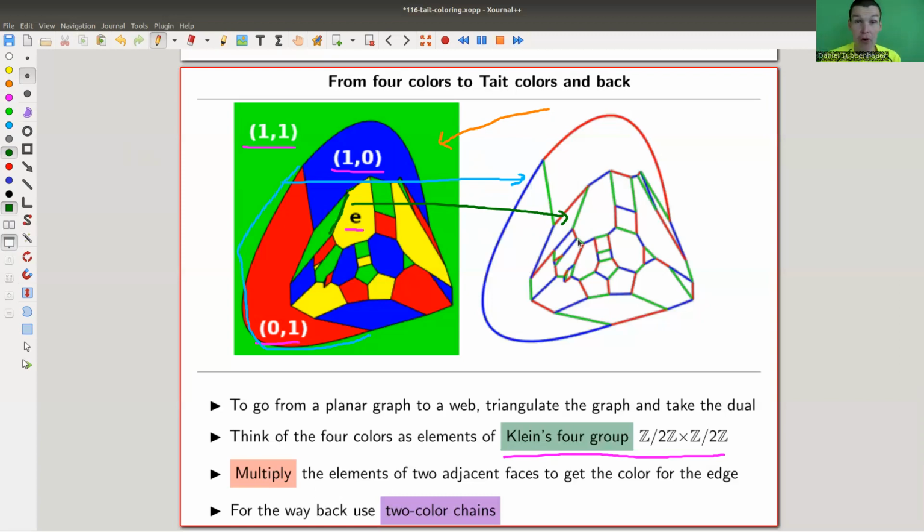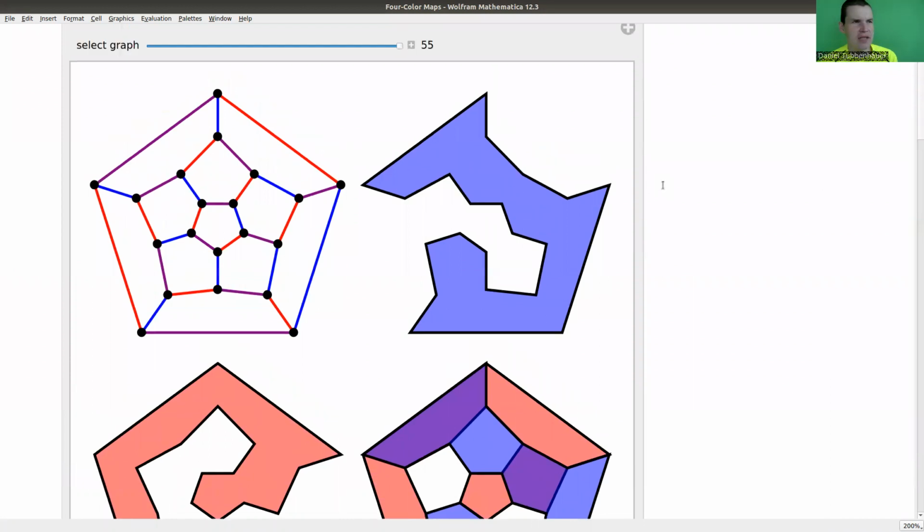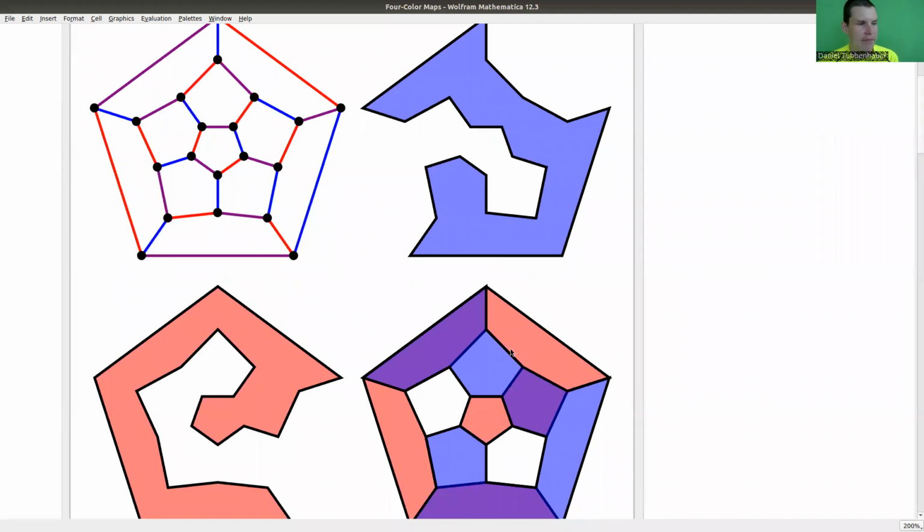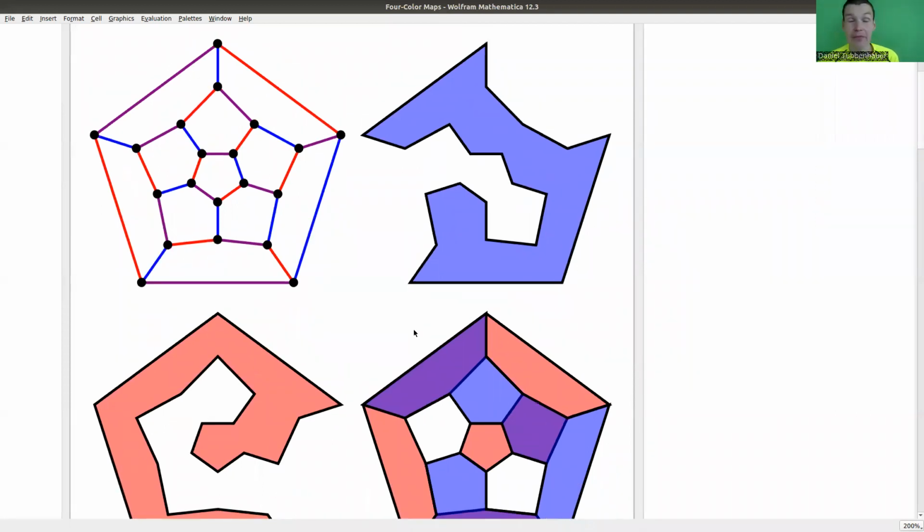And now I show you the converse with the Mathematica illustration. So here's the illustration, and you can select graphs, but we can just stay with this one. And here I have a three coloring, so the usual trivalent colors on the edges, and I would like to go to a face coloring. And how do I do that? I do the following. It's a really beautiful trick, and this is really Tait's main trick.